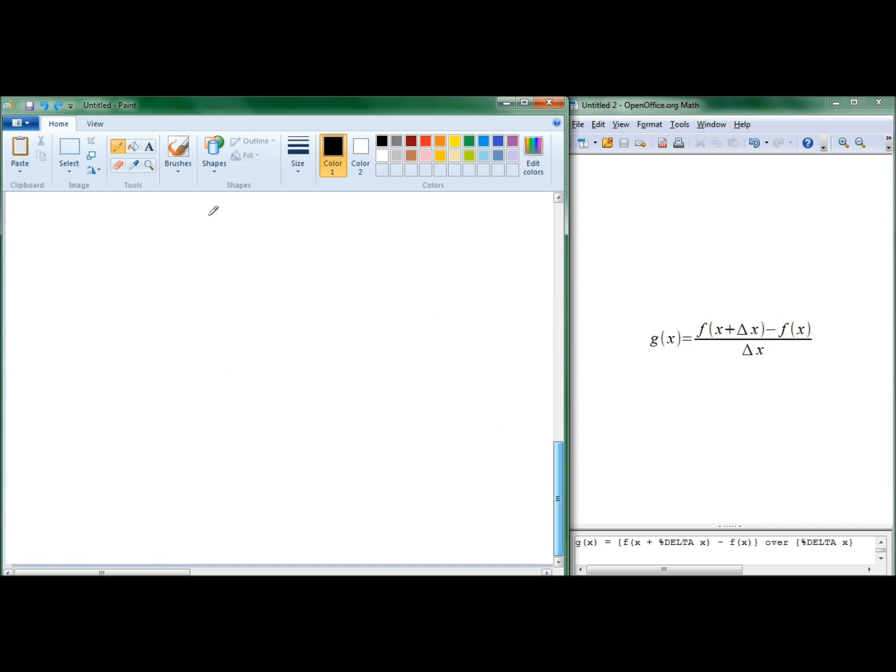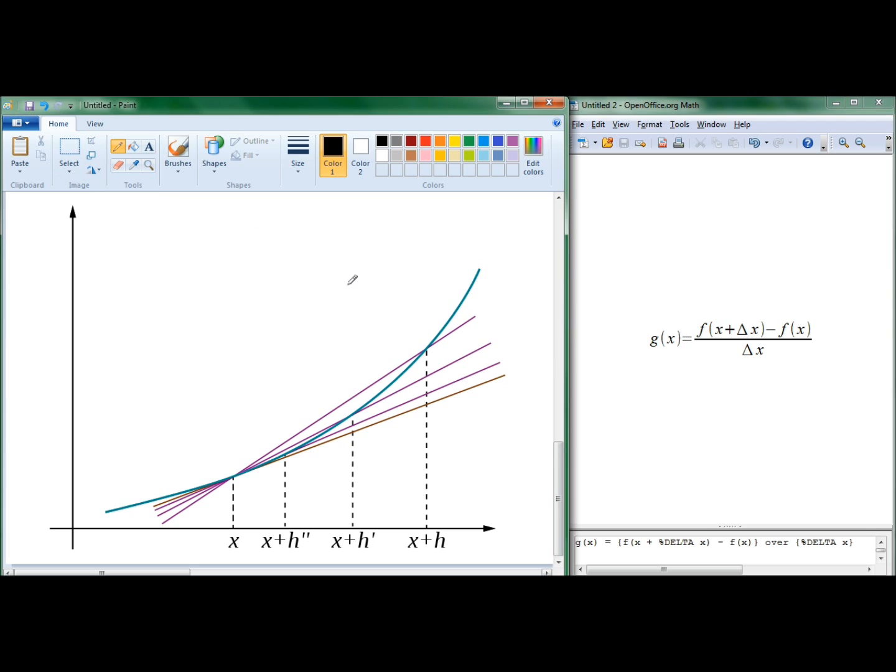Well, using this picture from Wikipedia, we can see. So here we have x, and we have x plus h. In this case, h is the same thing as delta x. So here we have our secant line, but now let's make h a lot smaller. So now we have a new secant line. Let's make h even smaller. Now we have a new secant line.